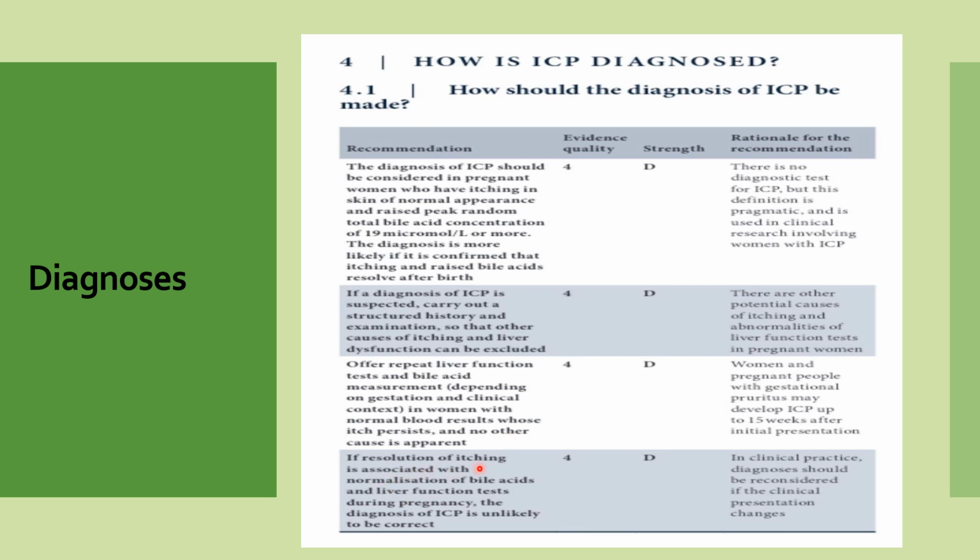And if resolution of itching is associated with normalization of bile acid and liver function test during pregnancy, then the diagnosis of ICP is unlikely to be correct. That means if any woman has abnormal liver function test but during her pregnancy it becomes normal, then it is unlikely to be ICP. So for the diagnosis of ICP, we need the criteria of itching, the skin appearance will be normal, and the bile acid concentration will be at least 19 micromole per liter or more.